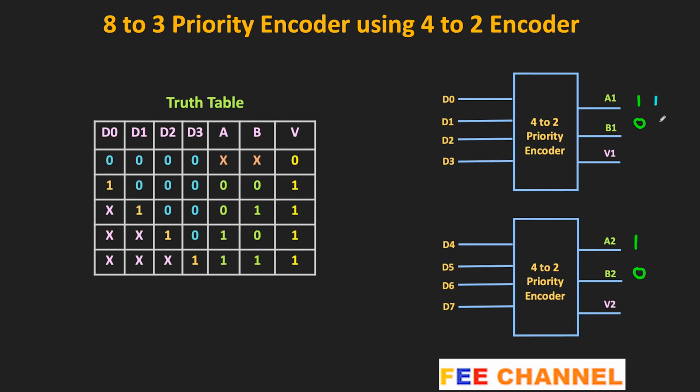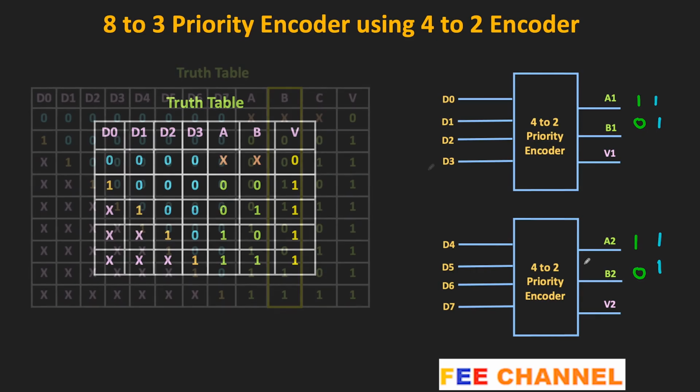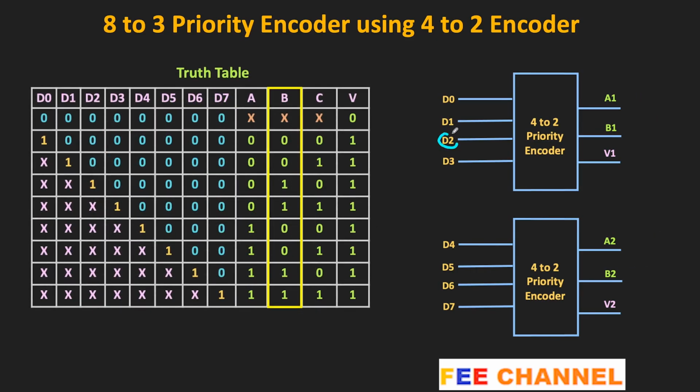So we need to ensure that when any of the inputs of the second priority encoder is high, the first priority encoder, or in other words the output of the first priority encoder, should get disabled. And for that, we need to know when any of the inputs of the second priority encoder is high. We can know that with the help of the output V2. As I said earlier, when V2 is high, it means that at least one of the inputs of the second priority encoder is high.